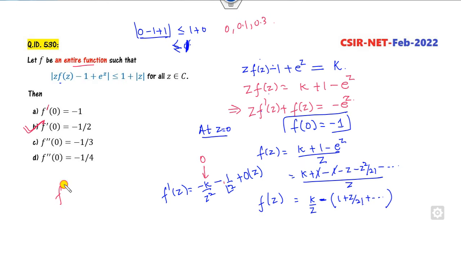What is the f double dash? If you take the second derivative, it will be z square by 3. It must be 0. So it is 0, it is my z square, it will be 2 by 3z. If I take the derivative, it will be 0, plus 1 by 2 factorial, 2 over 3 factorial of z and so on. If you take the second derivative, it will be 2 over 3 factorial, which is 1 by 3, right.